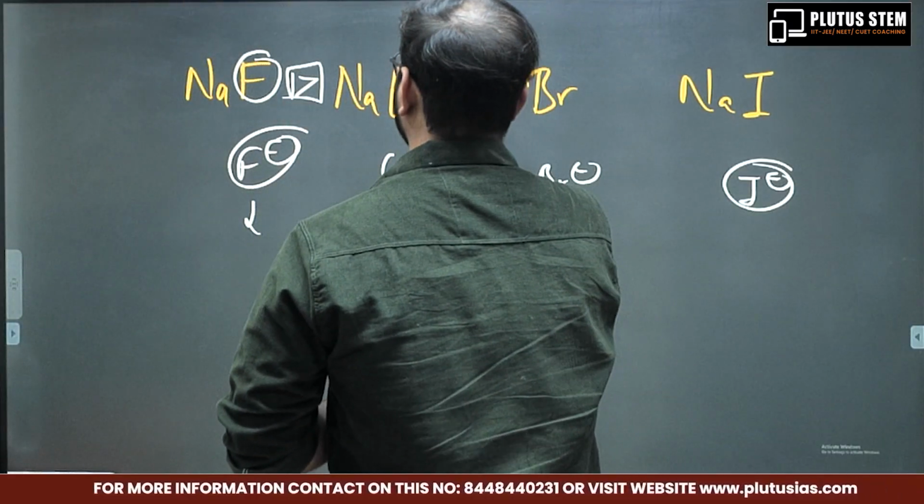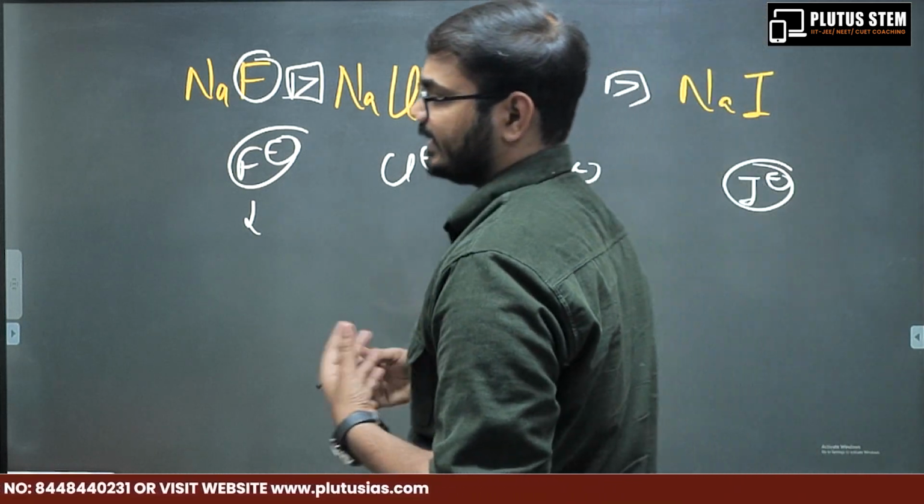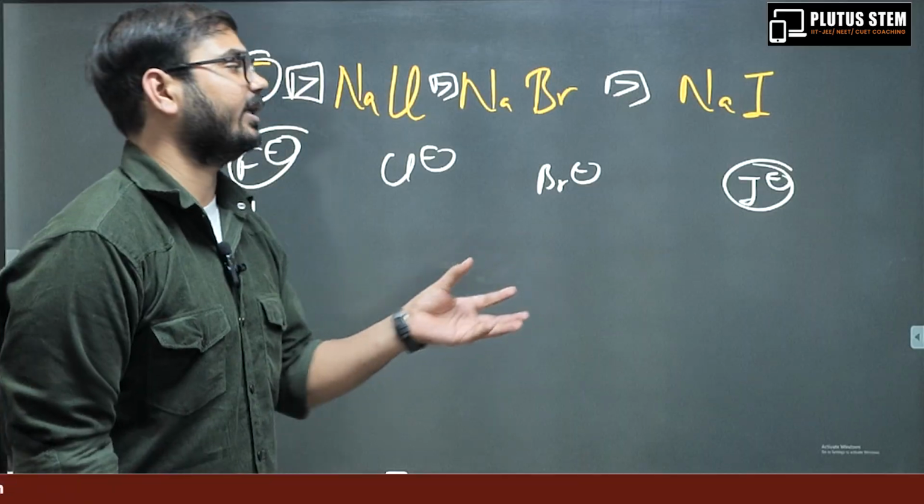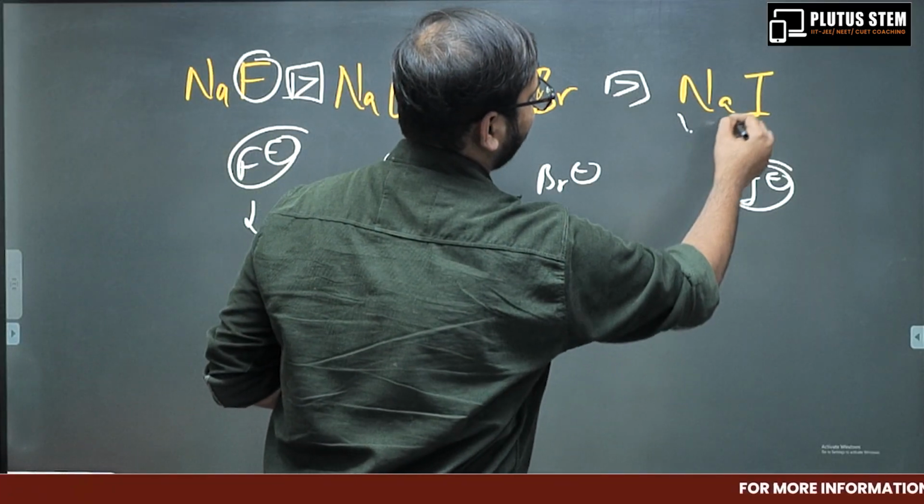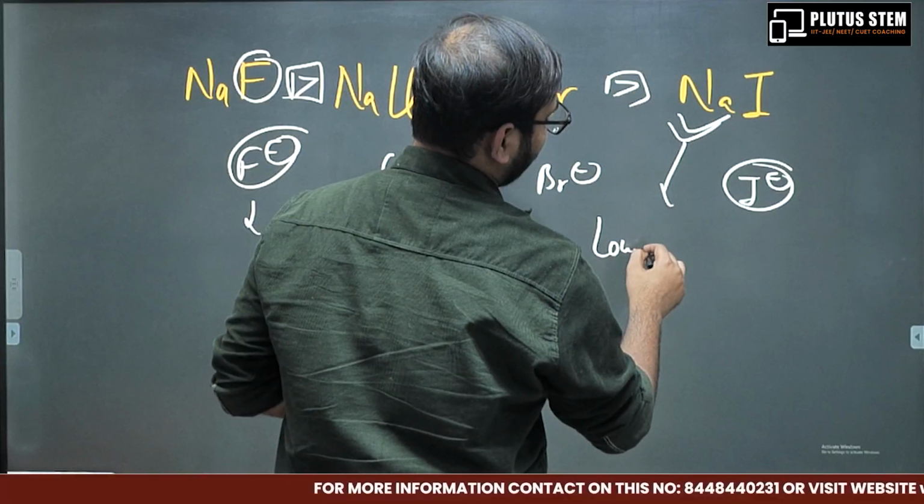And as you keep going from left to right, you'll find, since the ion size is increasing, sodium can easily pull away the electron density from iodine. That's why it will have the highest solubility, because it will have the lowest covalent character.